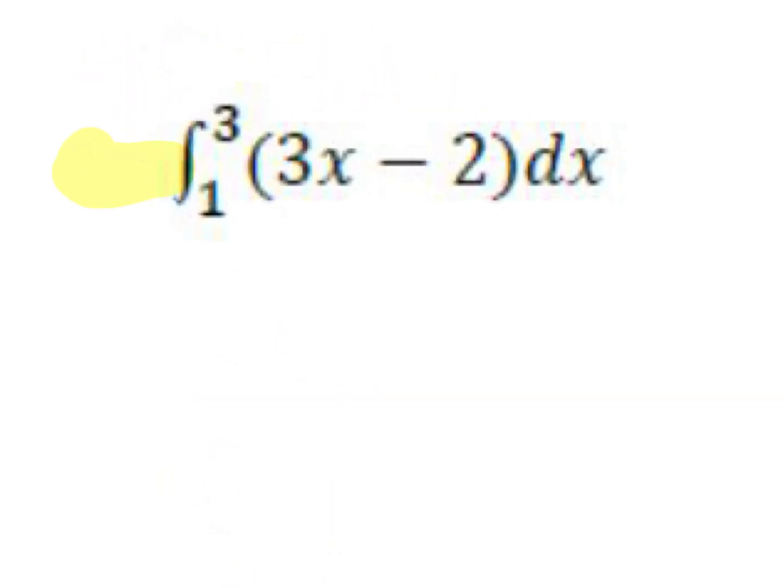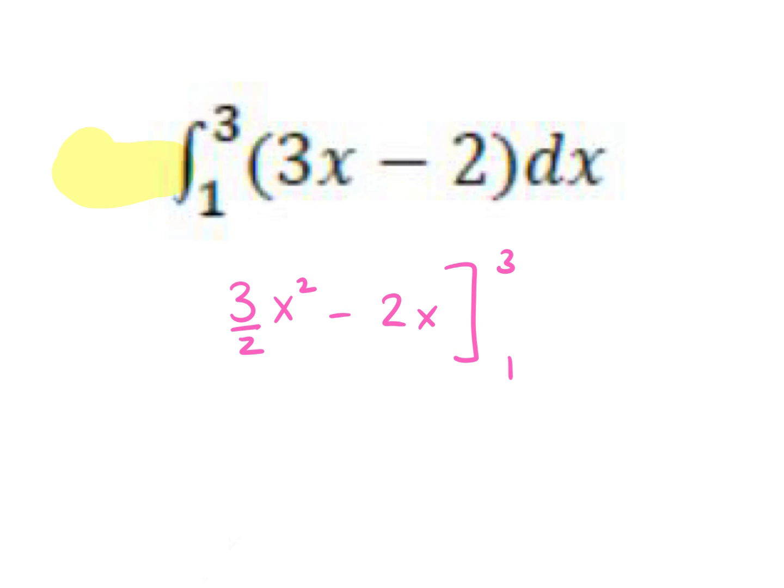So here we have a definite integral. We want to find our antiderivative, and then we'll plug in. To find our antiderivative, add 1 to the exponent, divide by the new exponent. So we would have 3x squared divided by 2 minus 2x. If this was an indefinite integral, we'd put plus c, but since we have values on our integral, we're going to plug in those numbers.